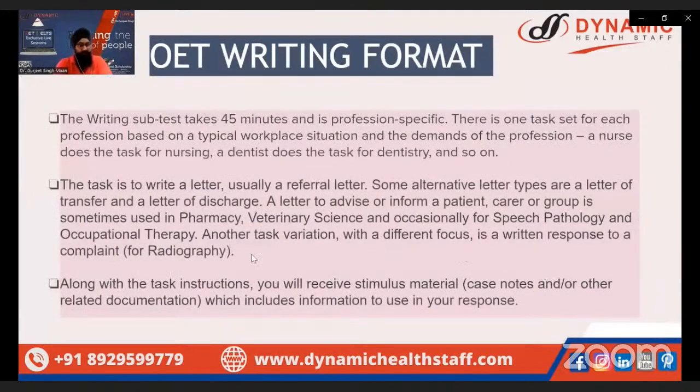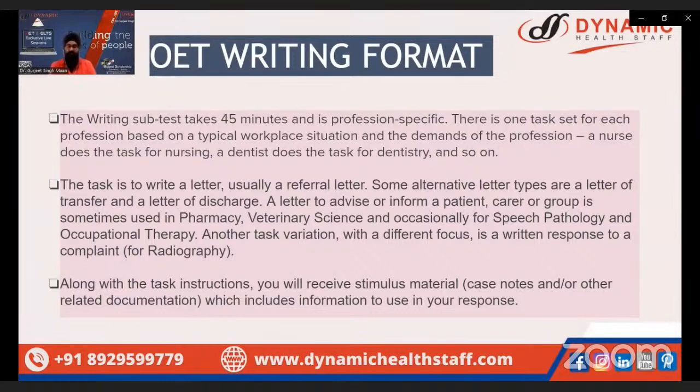So I guess it was clear for listening and reading, right? Coming to writing, the third module, the first profession-specific module. The questions will be different for each profession. These will be prepared in such a way that you have to focus on all of them one by one. There will be one task set for each profession, based on your workplace situation.